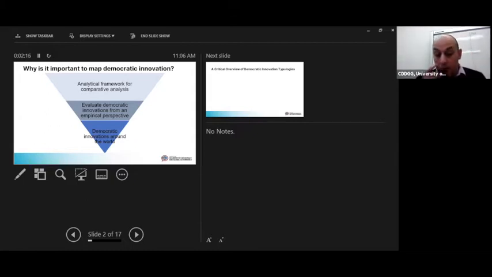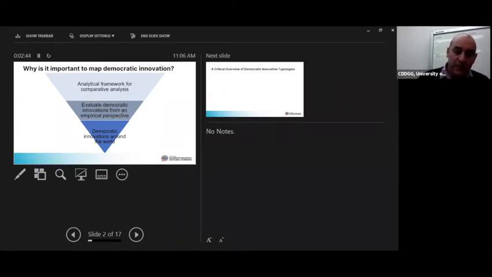Obviously, we know comparative analysis plays a cardinal role in political and social science, given it is a tool of cross-case validation and allows us to externally validate between case findings. So if we wish to cross-validate our research findings, it is important to individuate an analytical framework that allows for cross-case comparison. In more specific terms, this research allows evaluating democratic innovation from an empirical perspective.